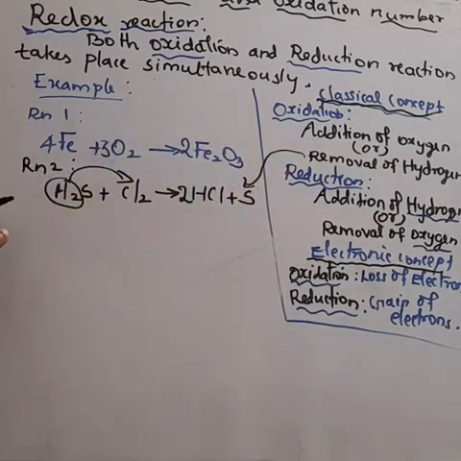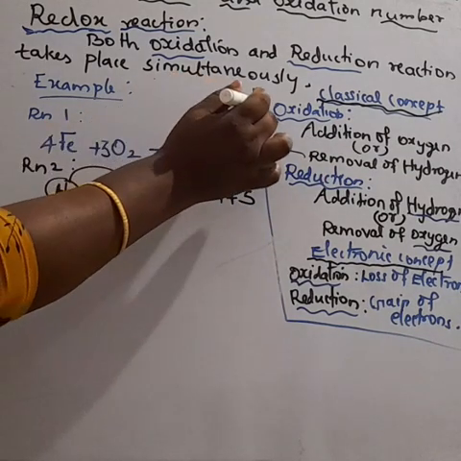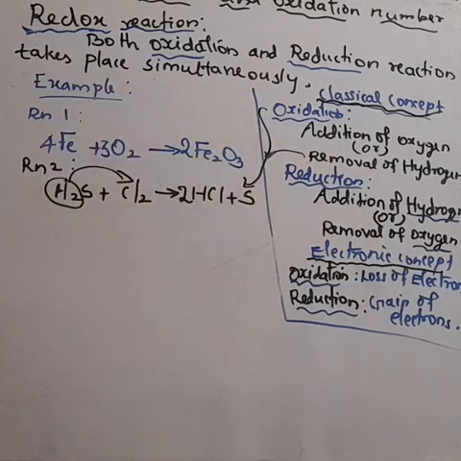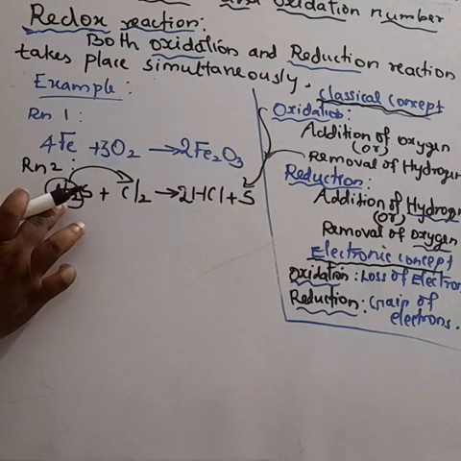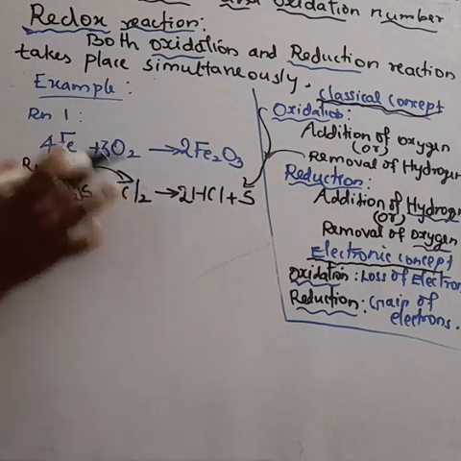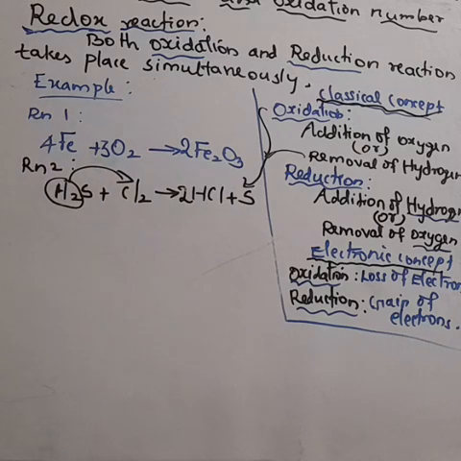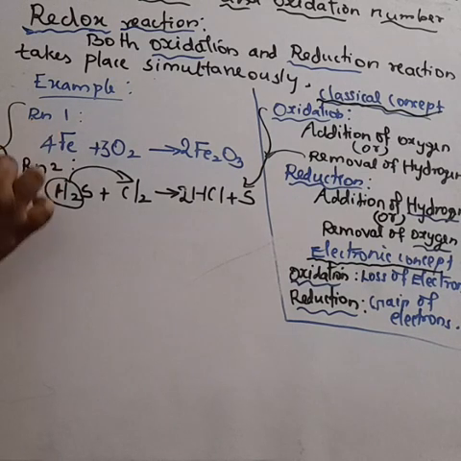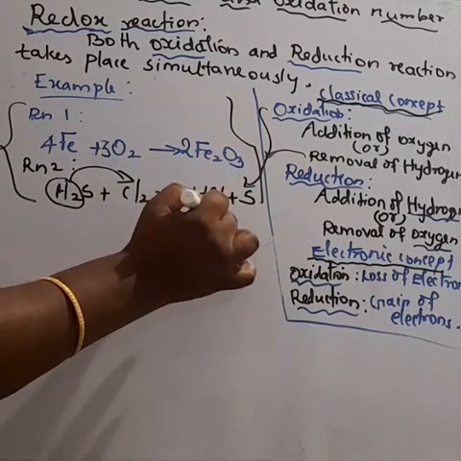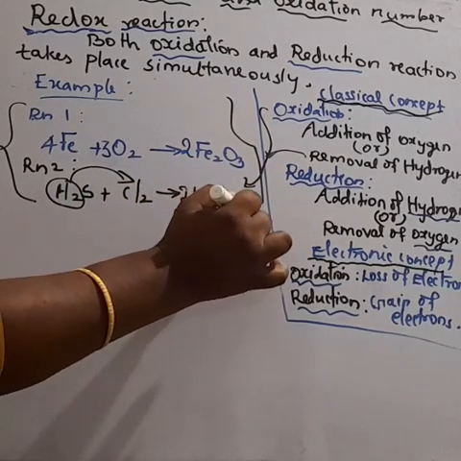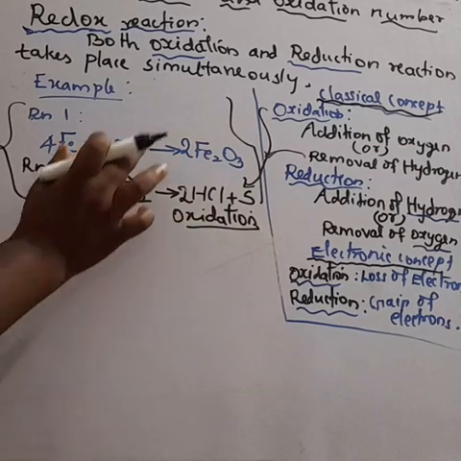Oxidation. Okay, so which definition are we using here? Removal of hydrogen. The hydrogen from the H2S is removed. Okay, removal of hydrogen. Understood? So in these 2 reactions, which type of reaction takes place? Oxidation, as per the classical concept.